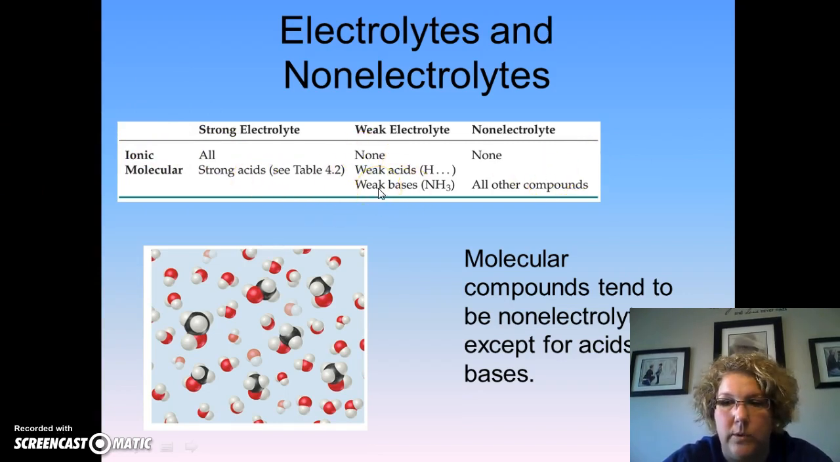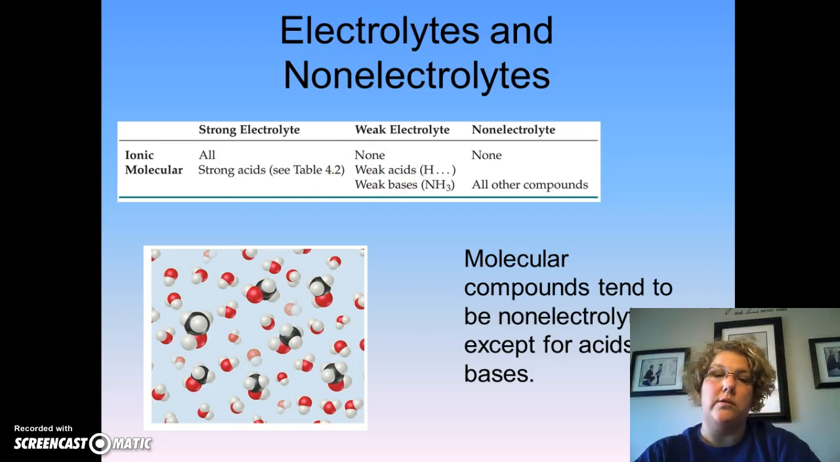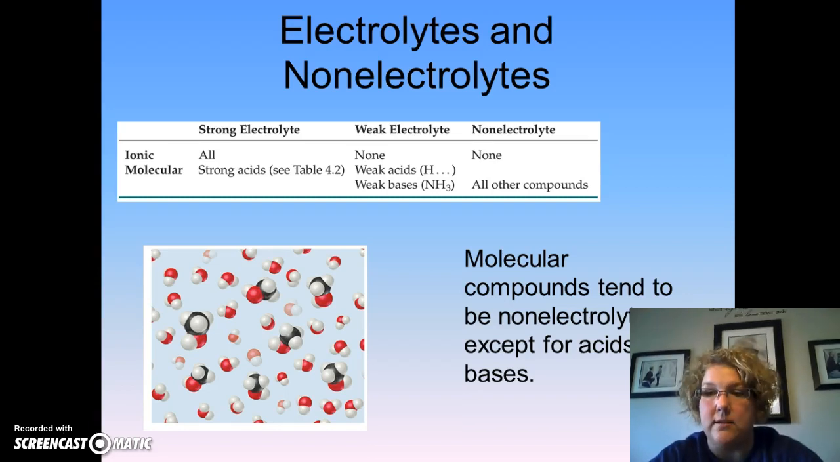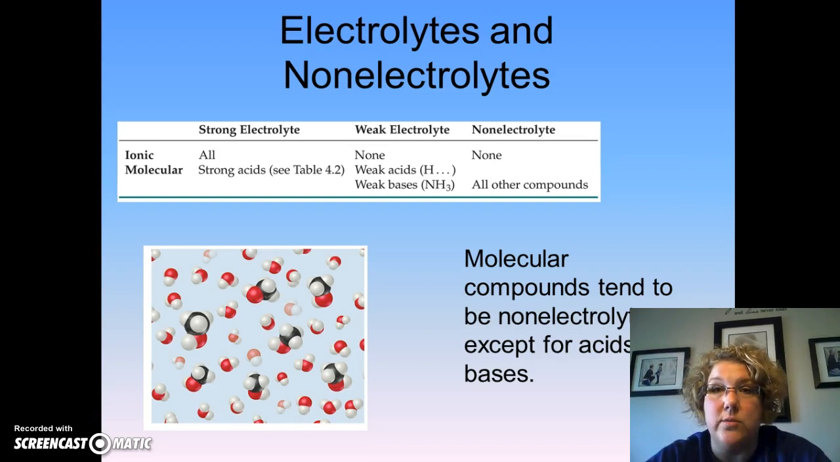Okay, it can be strong or weak. Well, how do you know a strong acid from a weak acid? Well, we know acids start with H, but which ones are strong? Well, there's a table, table 4.2 lists the 7 strong acids. Once again, you just have to commit that to memory. So if it starts with H and isn't one of those famous 7 strong acids, then it must be a weak acid.